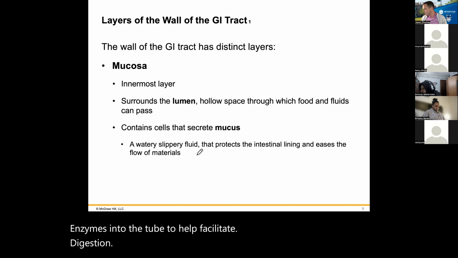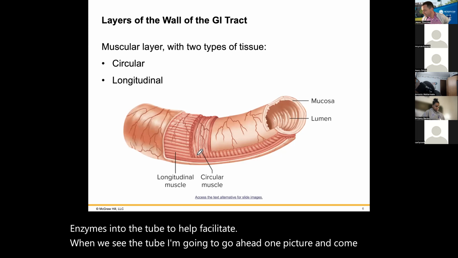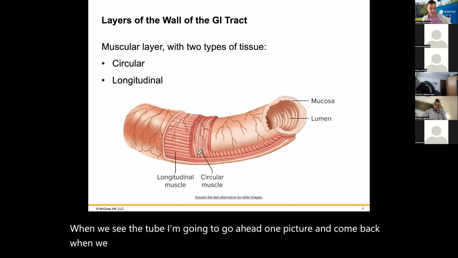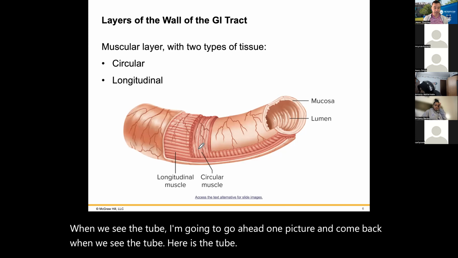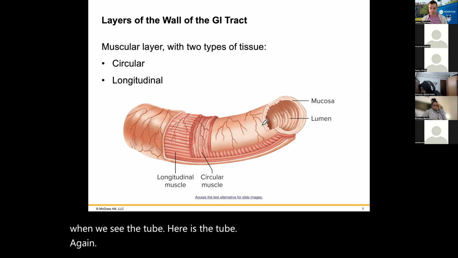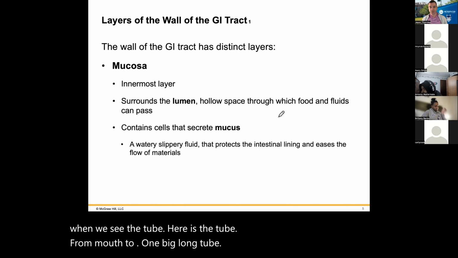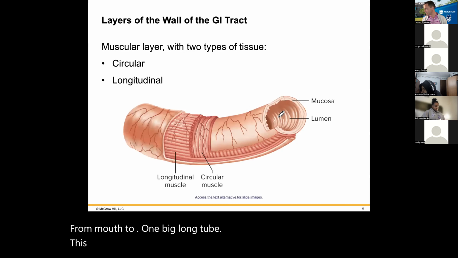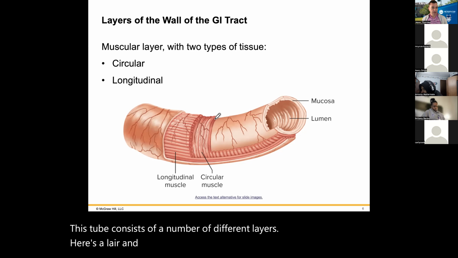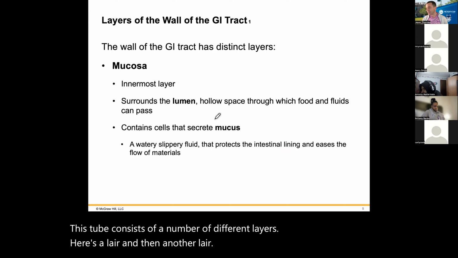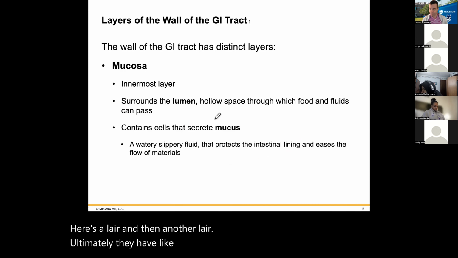When we see the tube, I'm going to go ahead one picture and come back. When we see the tube, here is the tube. Again, from mouth to anus, one big long tube. This tube consists of a number of different layers. Here's a layer, and then another layer. Ultimately, they have like 4 different layers.